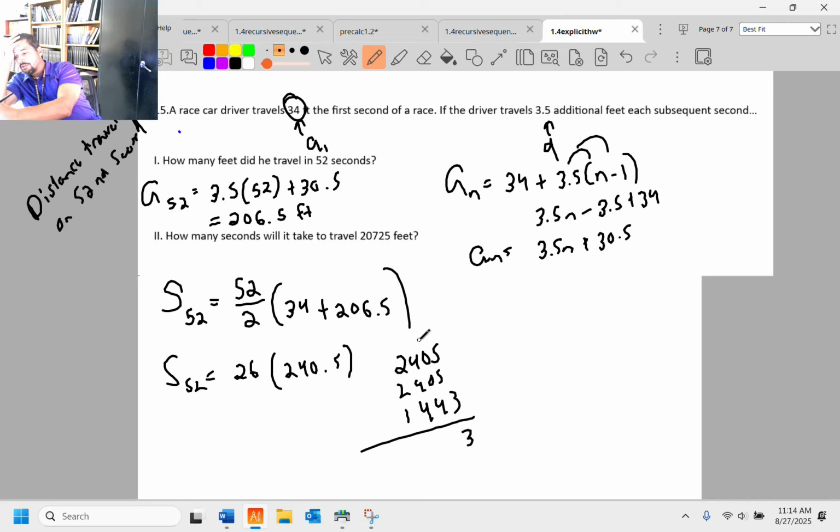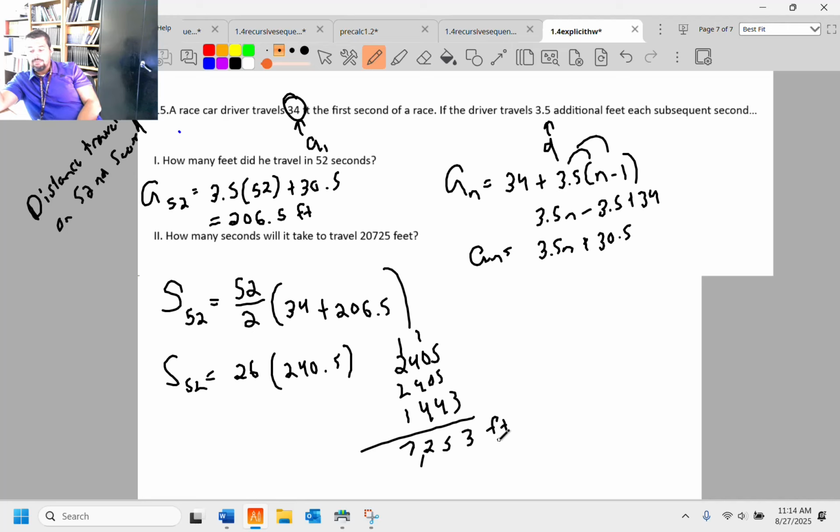We got a 13, we got a 5, right? We carried the 1, we got a 12, carry the 1. So, 7,253 feet. I'm a little too tired to do that in my head, but I'm pretty confident it's the right answer. So, part 1 is 7,253 feet.